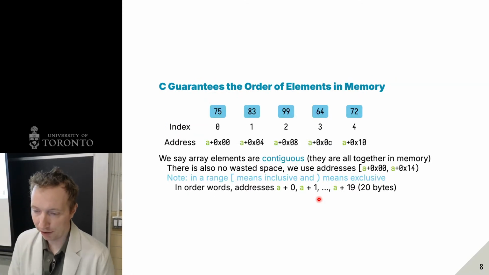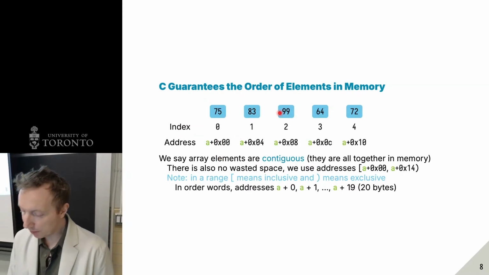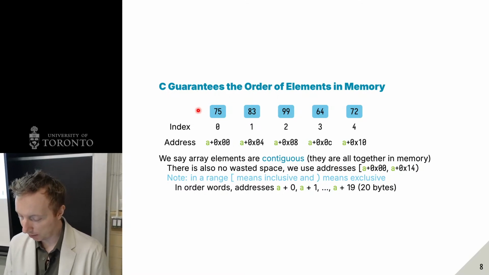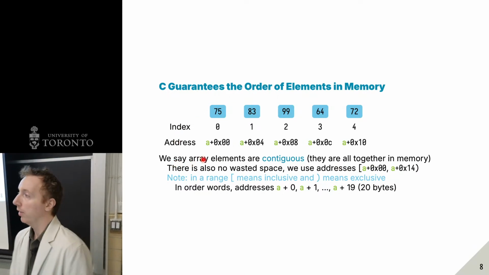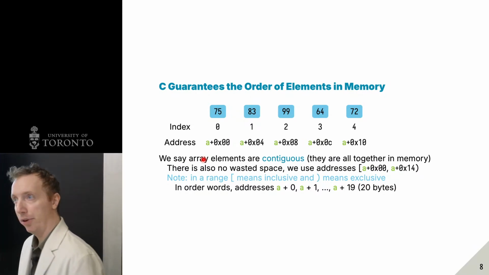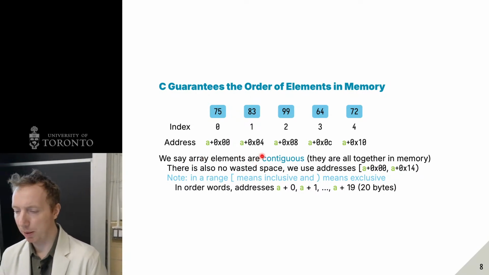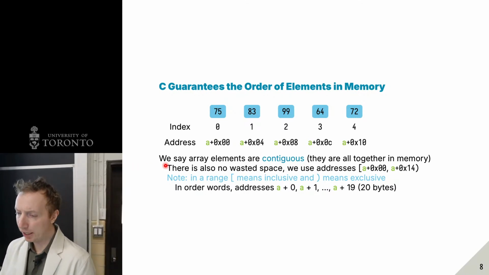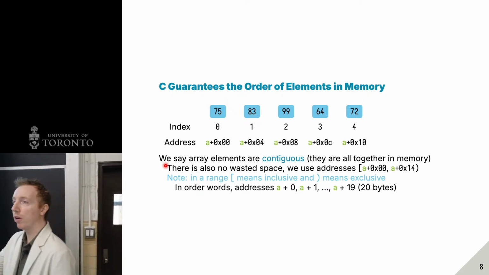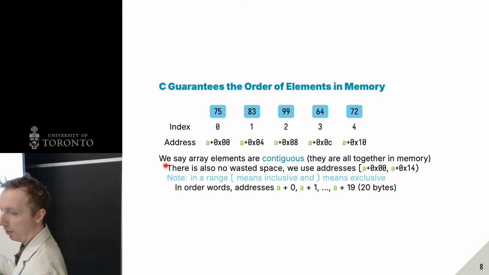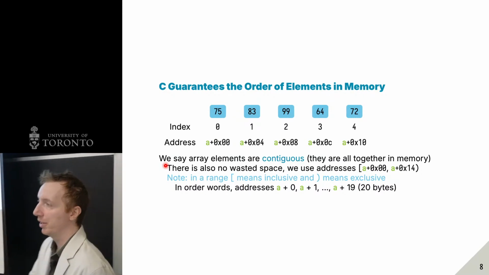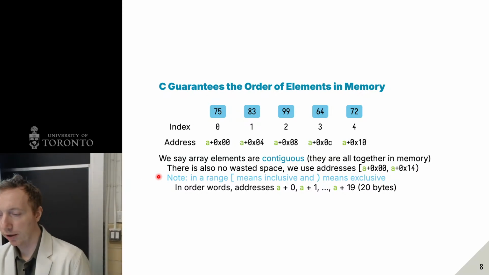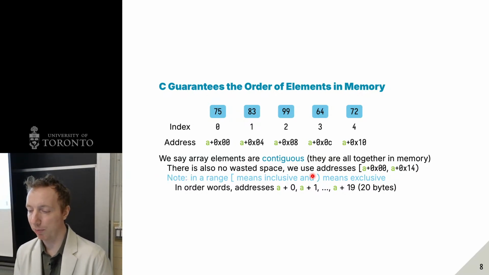All right, so C guarantees the order of elements in memory. This is a term that you'll enjoy saying as people that program. We say that array elements are contiguous, which means they're all together in memory. They're all in a row. That's just a fancy word that means all stuffed together. That means there's no wasted space between them.